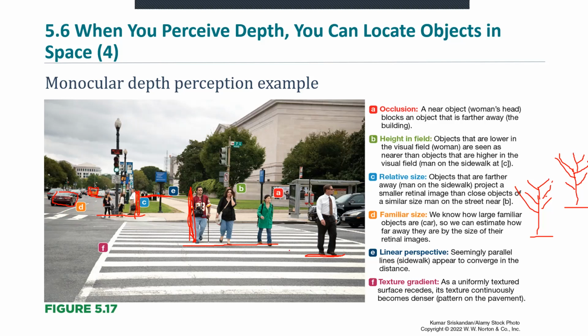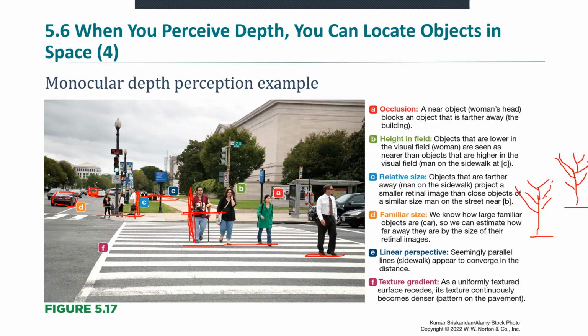Okay, linear perspective: seemingly parallel lines appear to converge in the distance. They're talking about the sidewalk back here. If we look at the start of this sidewalk, I draw from one side to the other, it would be kind of like this. If we go really far down here, and let's say here, I draw from one side to another, this second line is going to be smaller than the first.